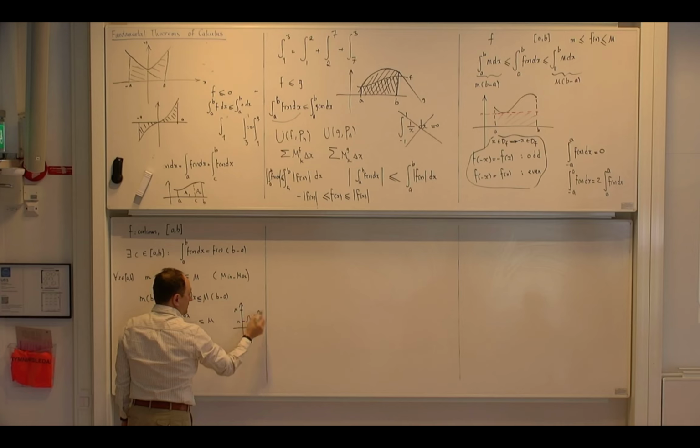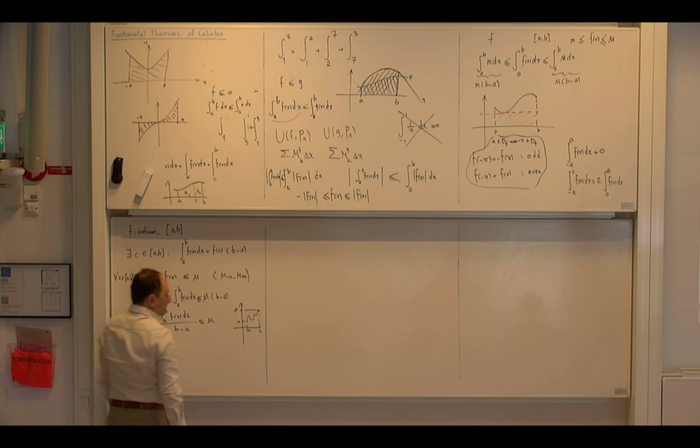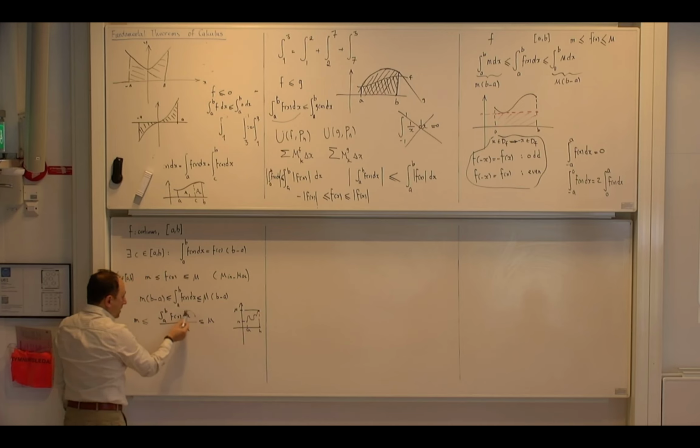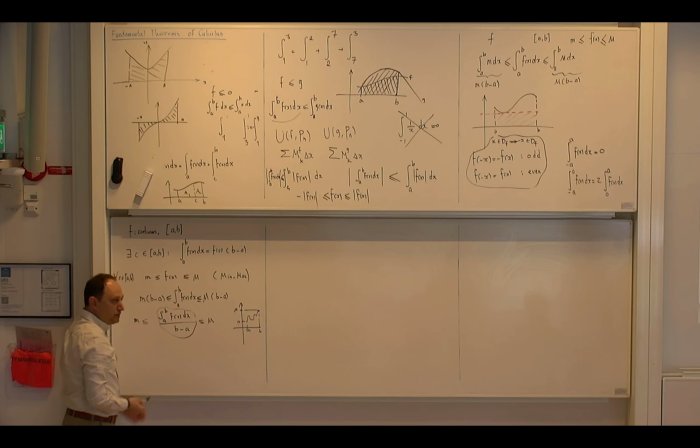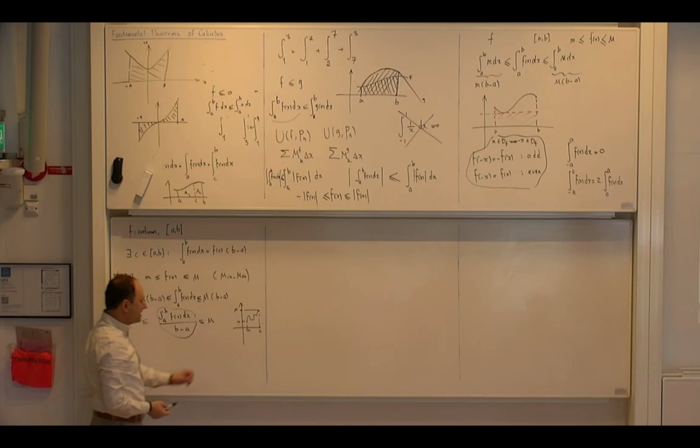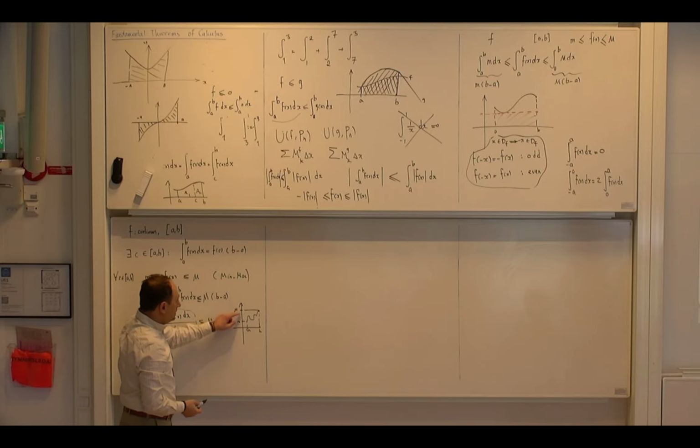So let us, yes. And then I have this is the maximum value. So this means this number, I don't know what this number is, but I know it's somewhere between little m and capital M. Intermediate value theorem guarantees the existence of a number between them.